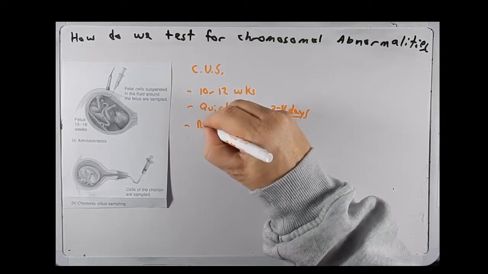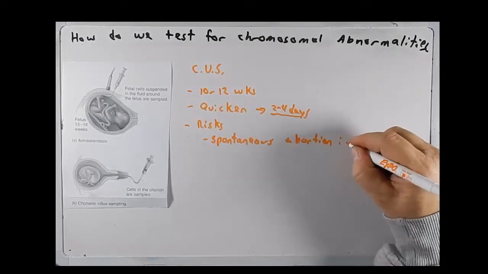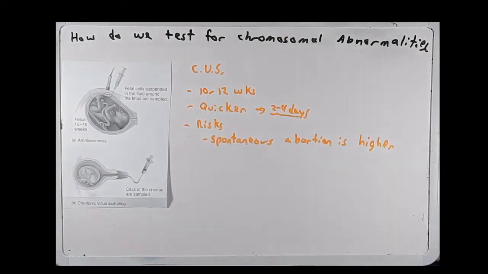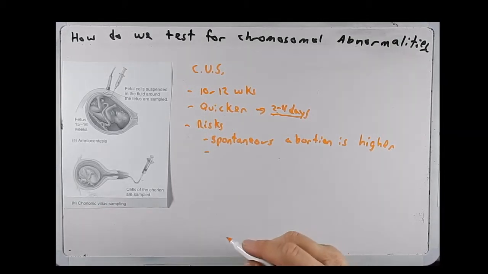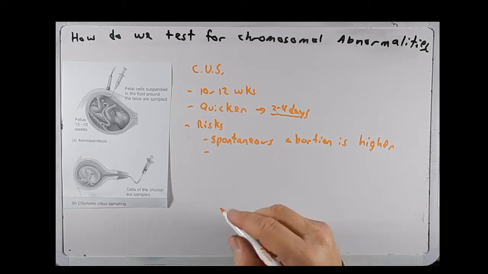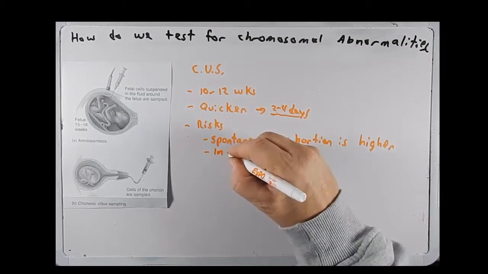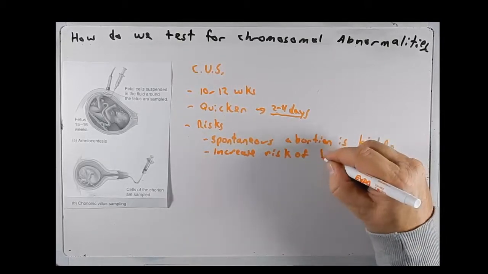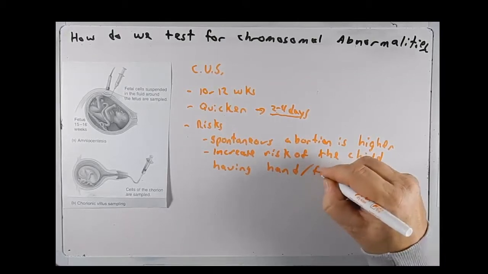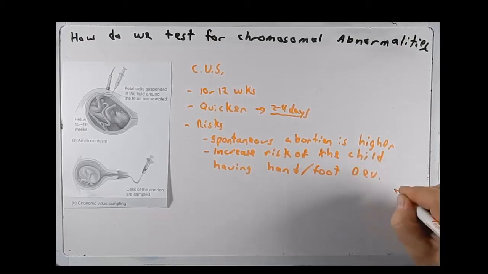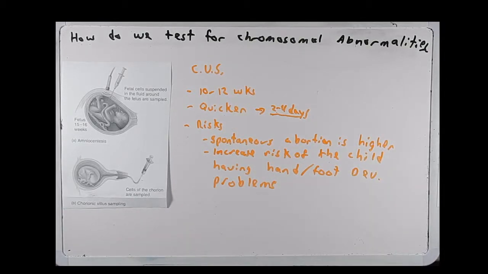However, there are more risks. The risk of a spontaneous abortion or miscarriage is higher. And so that's all taken into consideration when deciding to do a chorionic villus sampling. Though the problem has decreased over the years, there is this slightly increased risk of the child having hand or foot developmental problems. It's rare, but it's still a risk, so it can't be ignored.